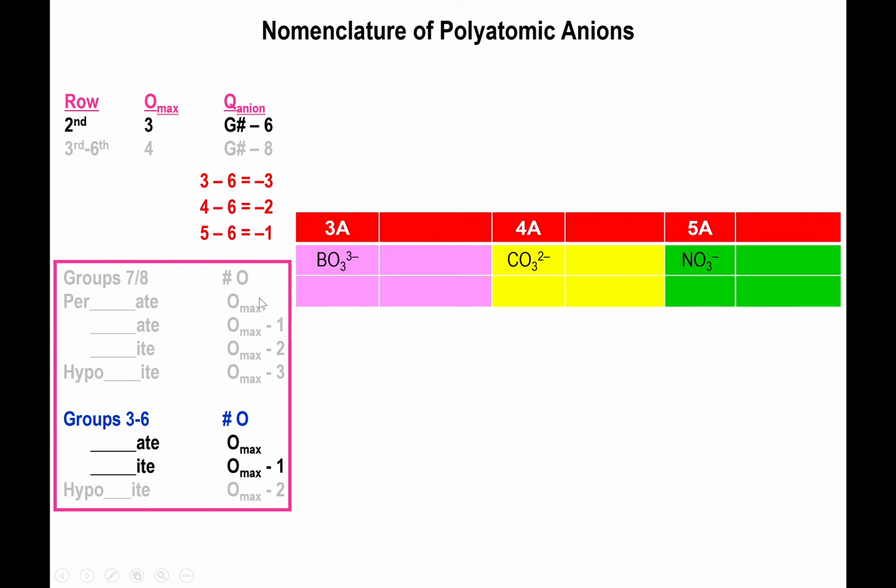And then since that's the maximum number of oxygens for the second row elements, and we're dealing with groups 3 to 6 technically, we use the bottom portion of the table. So we'll call the first one borate, the next one carbonate, and the next one nitrate, because they have the maximum number of oxygens, right? So we go with the first row. And then for nitrogen, where you can have one less oxygen, we just move on to the next row in the table, and that will be nitrite.